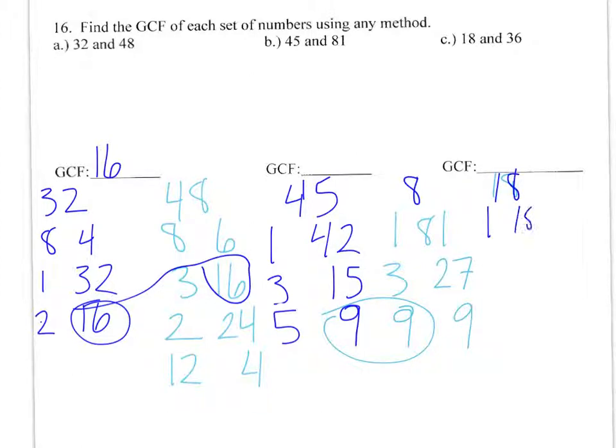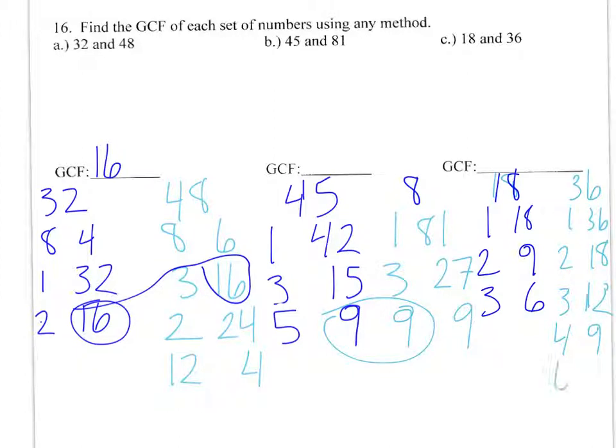Then 18 and 36, let's see. 1 and 18, 2 and 9, 3 and 6. It's not divisible by 4 or 5. So now let's see, 36. 1 and 36, 2 and 18, 3 and 12, 4 and 9, 6 and 6. Now you might be tempted to look at this and say, oh, look, 9's the greatest common factor. But don't overlook it. 18 is the greatest common factor of 18 and 36.